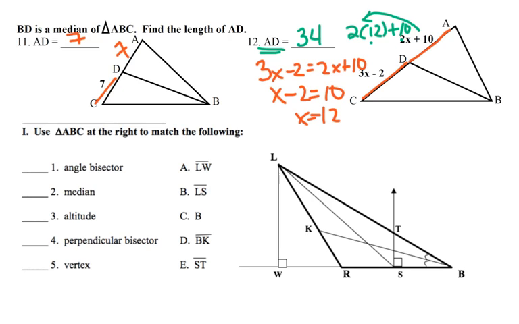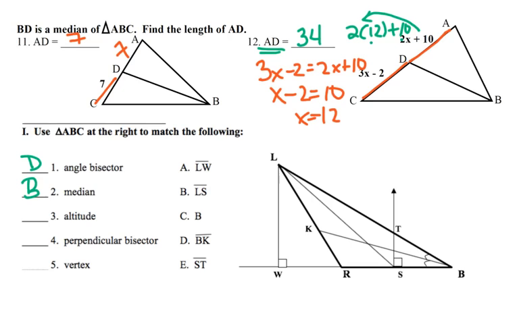Alright, our first one is an angle bisector. We're trying to find a line that cuts an angle into 2 pieces. That is BK, which is D. Our median, remember, goes from a vertex straight down to the middle of the opposite side. So I'm going from a vertex straight down the middle of a line, and that would be LS, which is B.